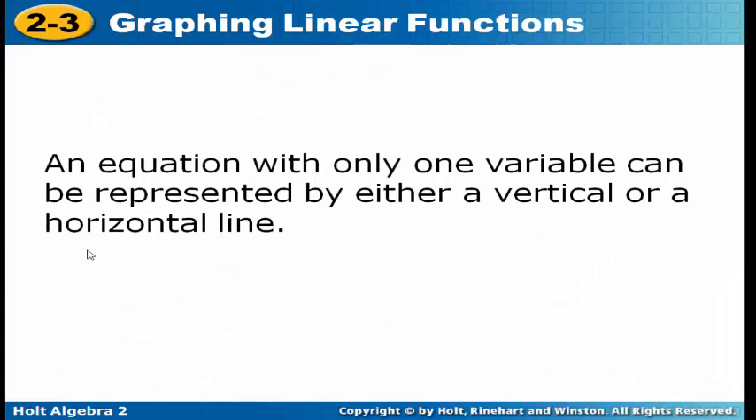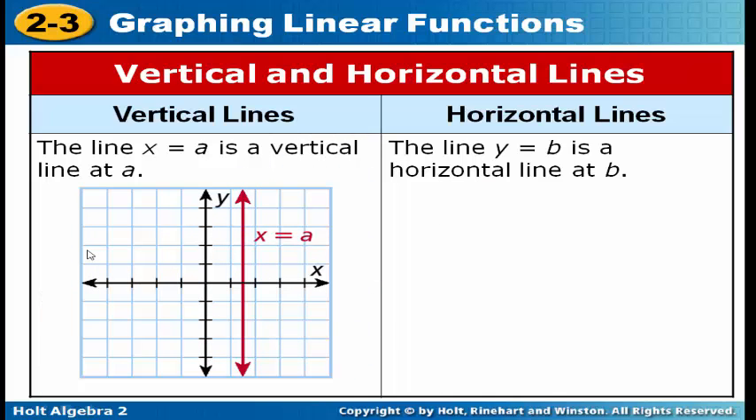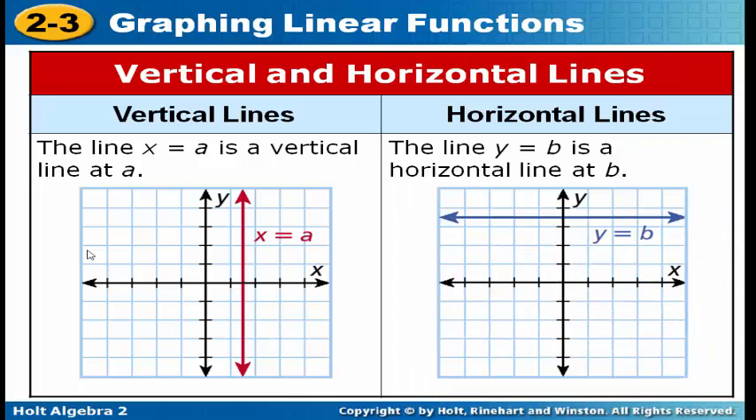The equation with only one variable can be represented by either a vertical or a horizontal line. A vertical line, if we have x equals a, for example x equals 2. To graph this line x equals 2, just draw a vertical line that cuts x at 2. So if we have x equals a, draw a vertical line that cuts x at a. And the horizontal line, if y equals 3.5, draw a horizontal line that cuts y at 3.5.